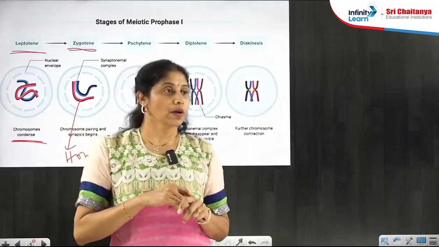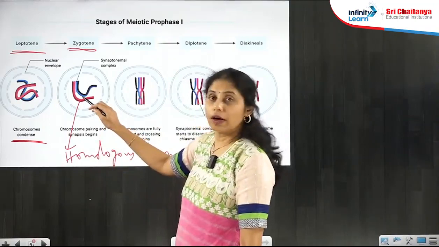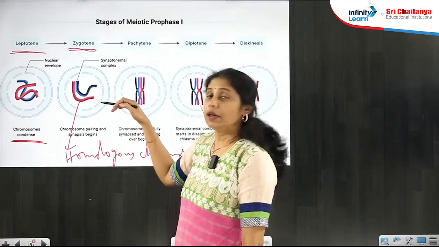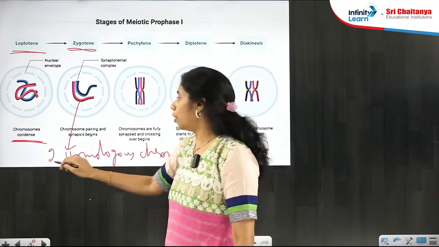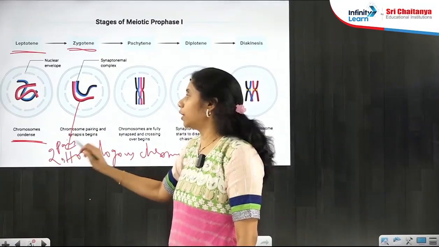That type of chromosomes are called homologous chromosomes. So now you can see red and pink are homologous, blue and black are homologous. They have given different colors to show the next process. So here you can see two pairs of homologous chromosomes are there.